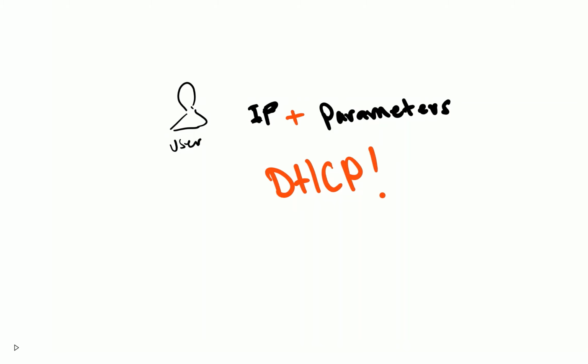So again, IP and other parameters are very essential, very important. Who's the one that assigns those parameters and IP to your machines? Well, that would be the DHCP server. Yes.